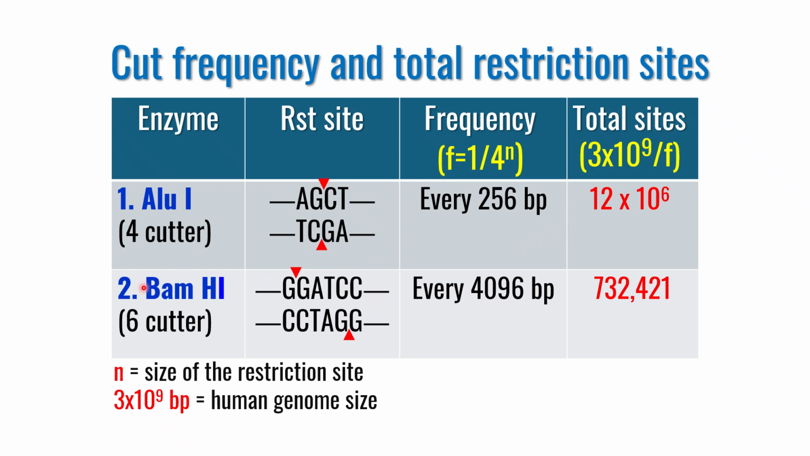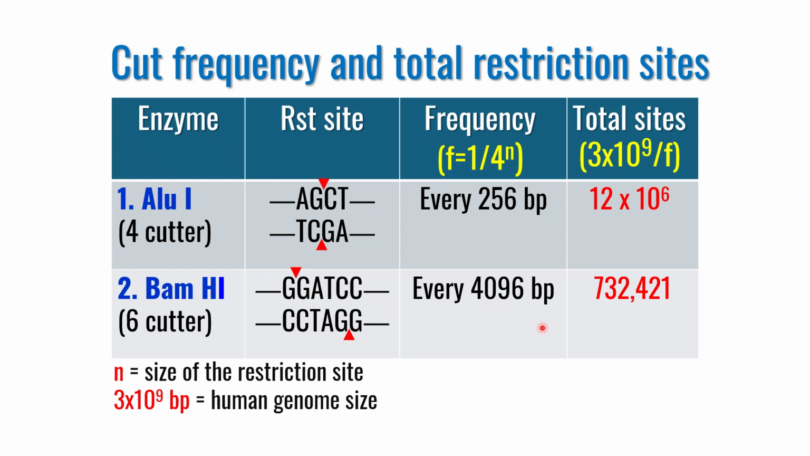Another example is a 6 cutter, BamH1 or EcoR1. Here this is BamH1. This is a palindromic site having 6 base pairs. It will cut every 4096 base pairs, generating a total of 732,421 sites in the human genome.